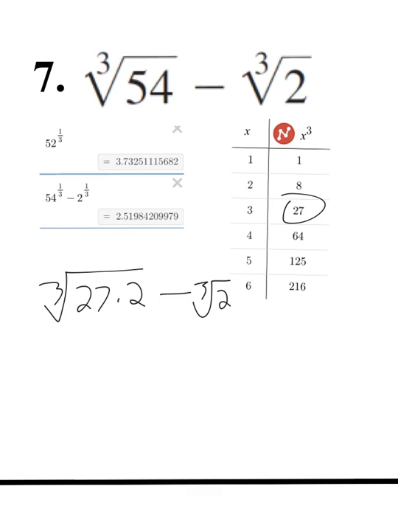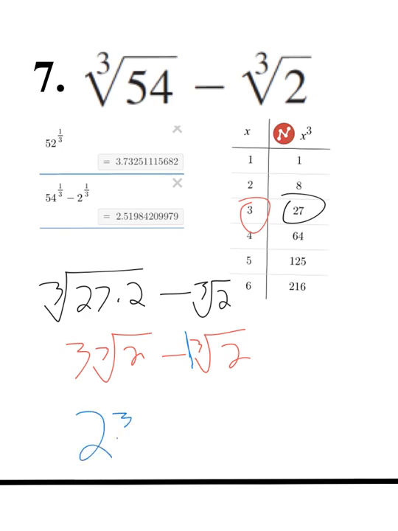Well, I know the cube root of 27 is 3, so I'm going to write this as 3 times the cube root of 2 minus the cube root of 2. Well, I have 1 cube root of 2 right there. So what's 3 minus 1? That's 2. So I'm going to rewrite this as my final answer is 2 times the cube root of 2. And that's really going to be it.